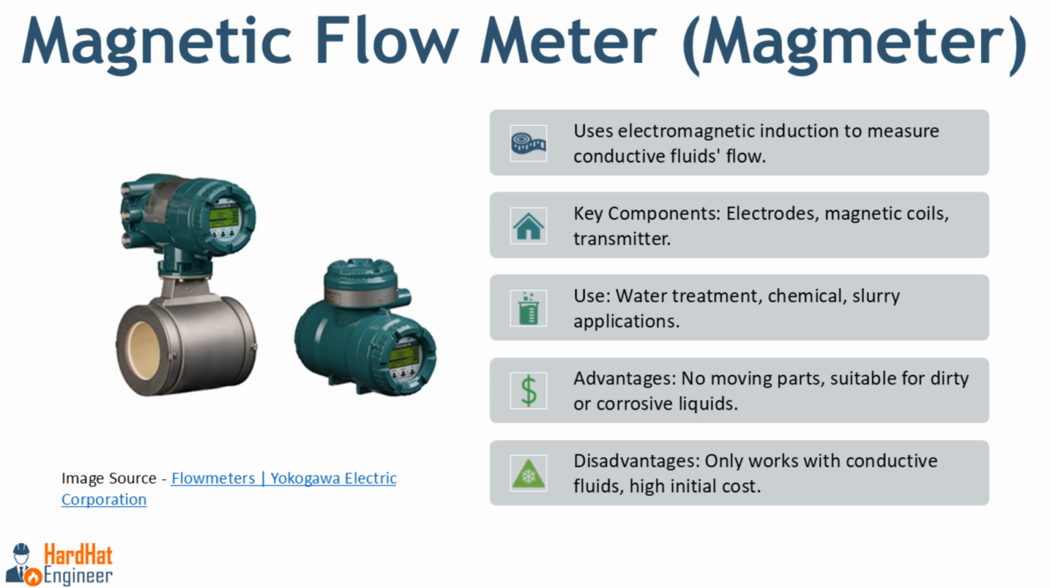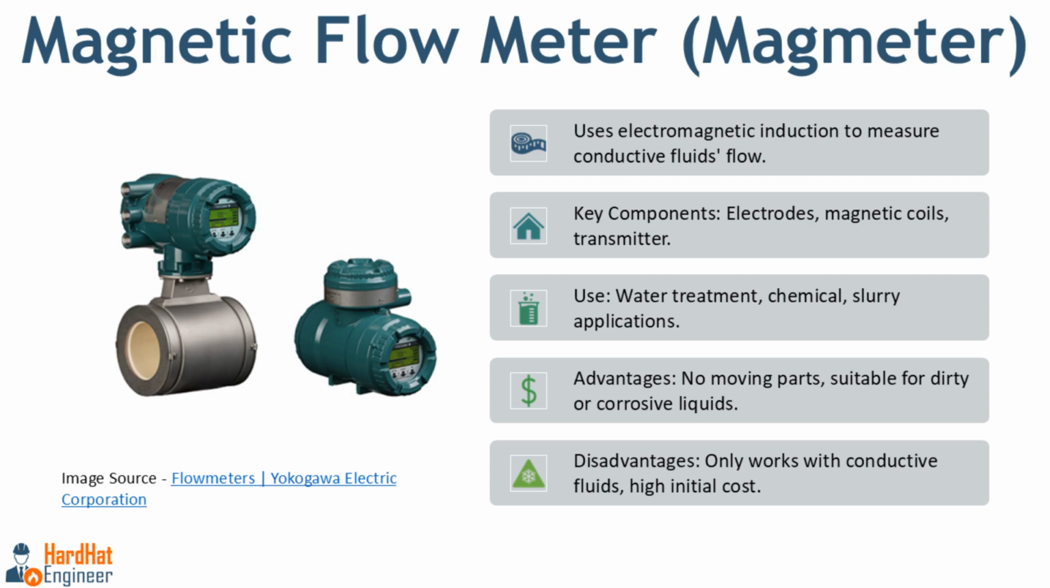What is the magnetic flow meter? A magnetic flow meter, or magmeter, measures the flow of conductive fluids using Faraday's law of electromagnetic induction. When a conductive liquid passes through a magnetic field created by coils, it generates a voltage. Electrodes placed inside the pipe detect this voltage, which is proportional to the flow rate, and the transmitter converts it into a flow reading.